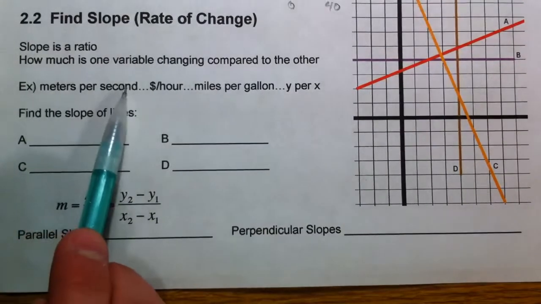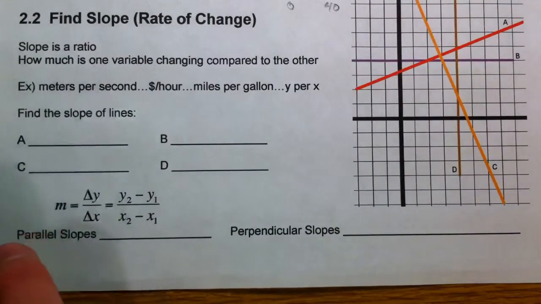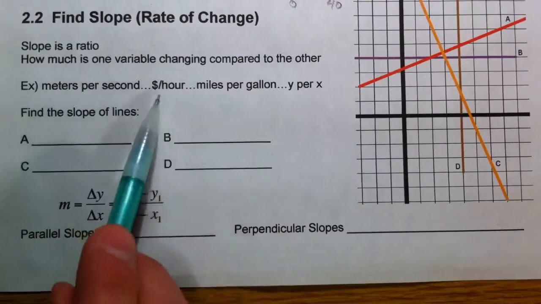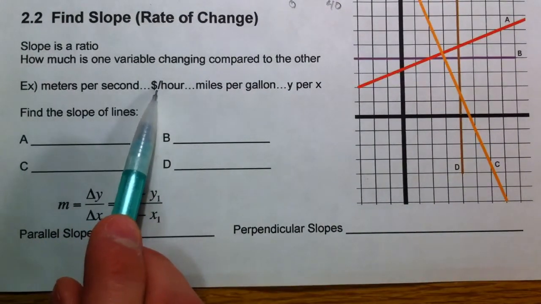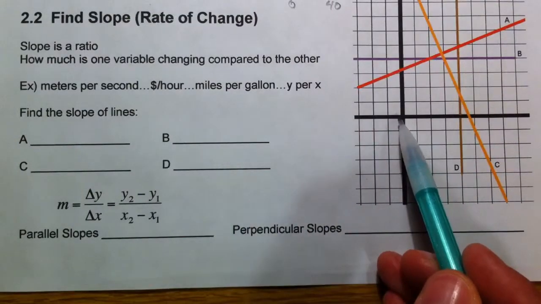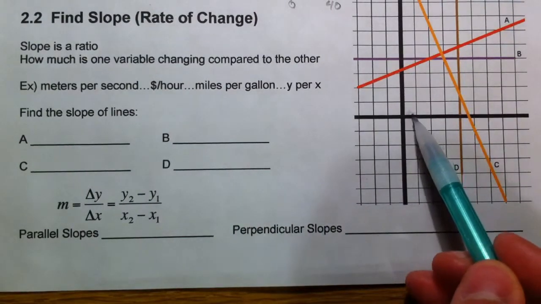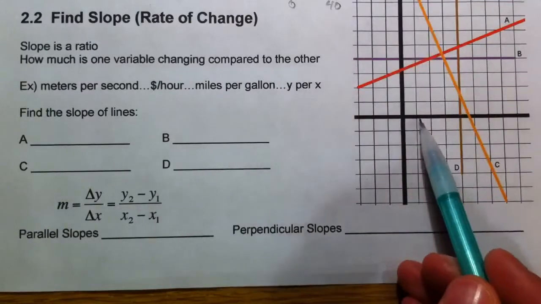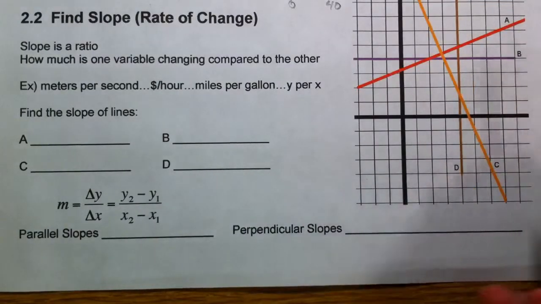It could be meters per second if you're talking about the speed that you threw a ball or something like that. It could be dollars that you earn per hour. And so the dollars is on the y versus the hours. And so how many dollars do you earn each extra hour that you work, right?